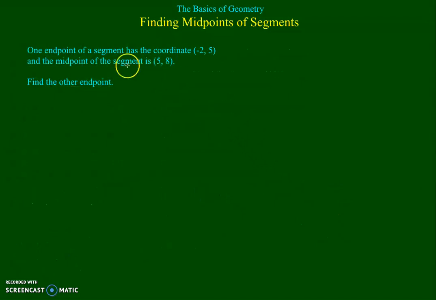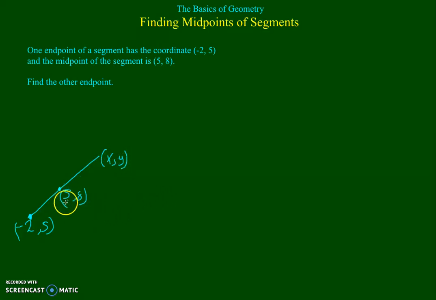In this problem, we're given one endpoint and we're given a midpoint. And we're looking for the other endpoint. So in order to do this, I'm just going to draw a random picture. It doesn't really matter if this reflects the actual problem. It's just our visual representation. So let's say this is negative 2, 5. And our midpoint is 5, 8. We're looking for this other endpoint, x, y.